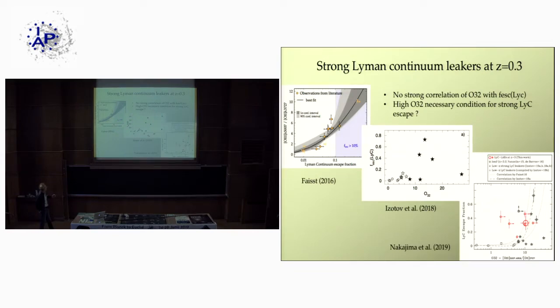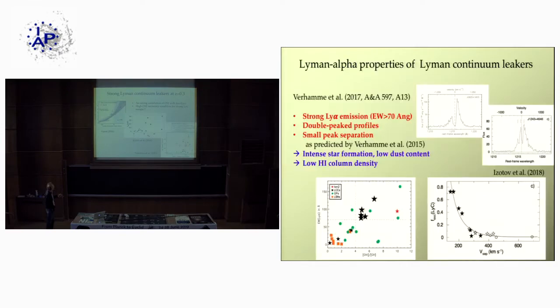What we now think in terms of a practical result is that apparently using a high O3 to O2 as a selection criterion allows you to efficiently find Lyman continuum galaxies, but it does not allow you to predict the escape fraction, the amount of ionizing photons which escape.